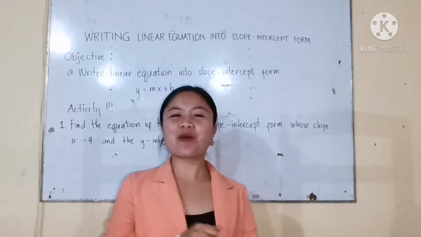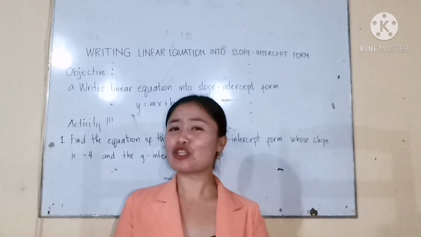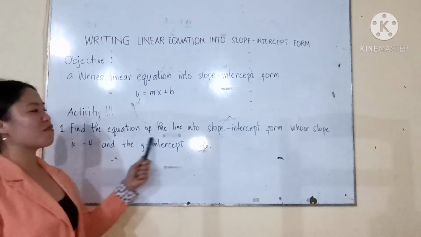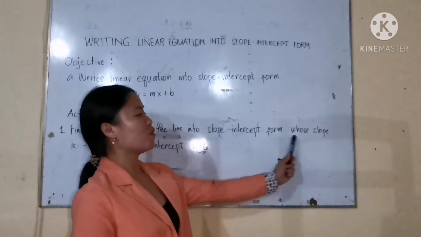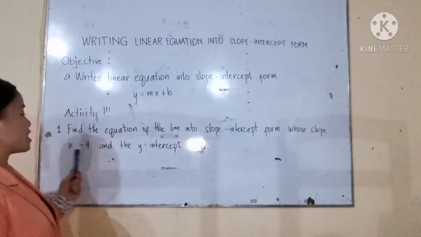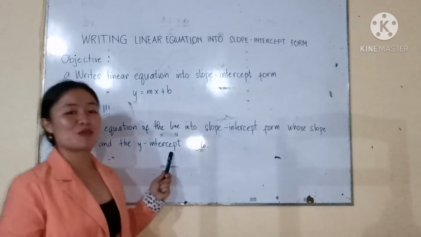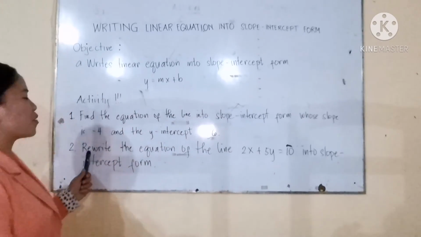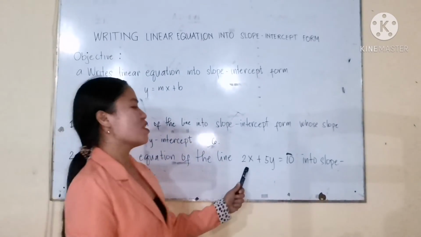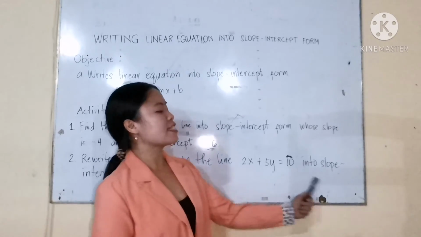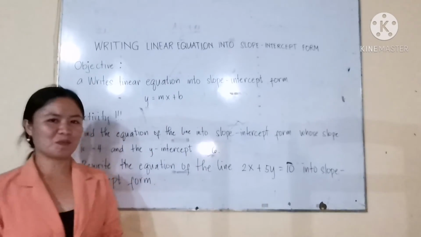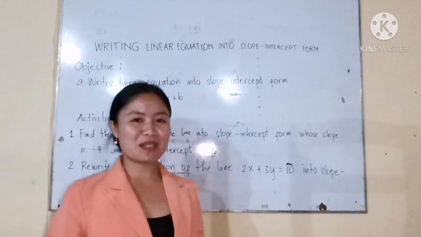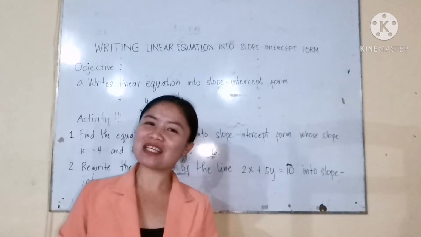Learners, are you ready for our activity? For activity 1, find the equation of the line in slope-intercept form whose slope is negative 4 and the y-intercept is 6. Activity number 2: rewrite the equation of the line 2x plus 5y equals 10 into slope-intercept form. In this activity, you will be given 10 minutes to answer. Your 10 minutes starts now.